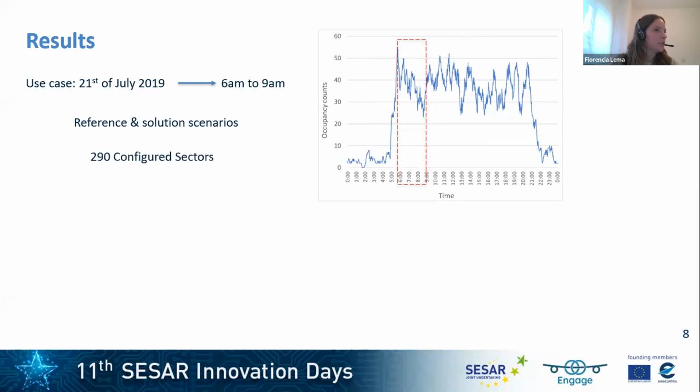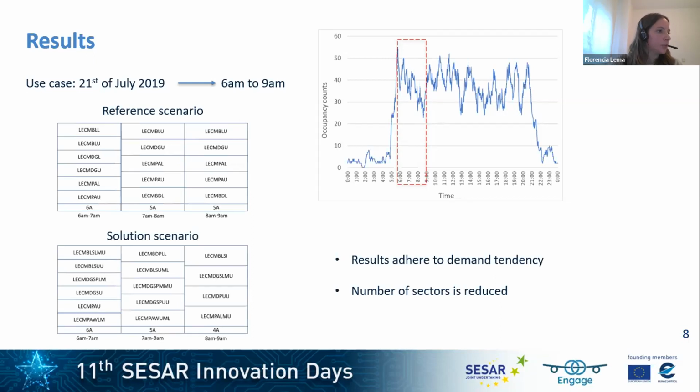For the airspace under study and for the results we are going to present, we have 60 building blocks under logical and spatially ordered association that led to the creation of 290 configured sectors. The results obtained are the following.